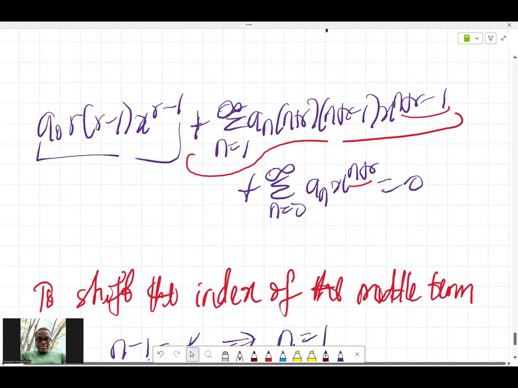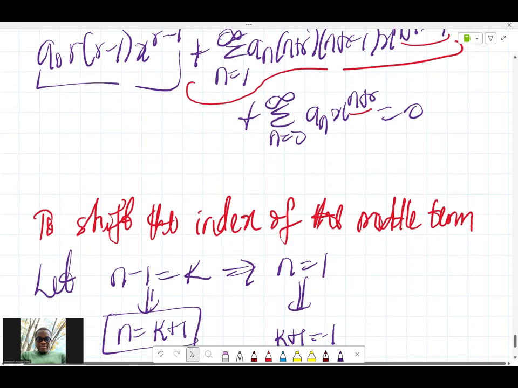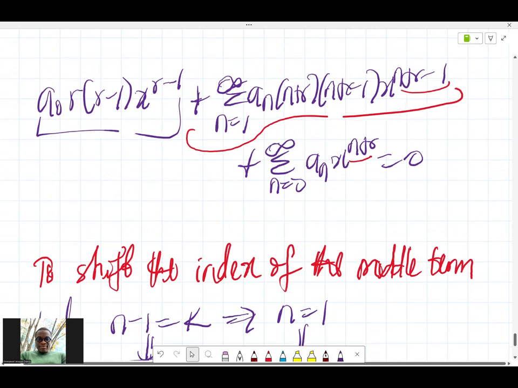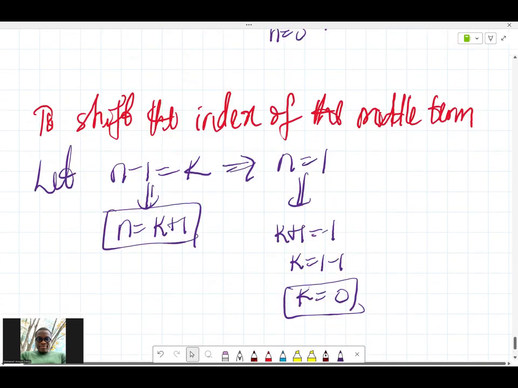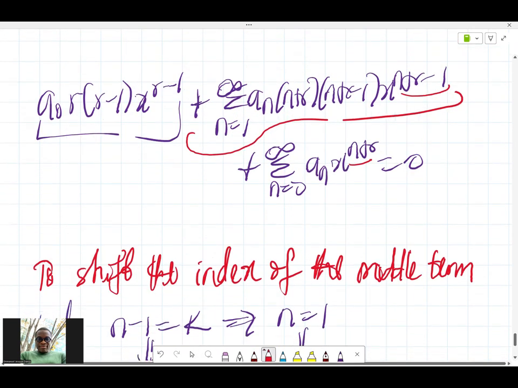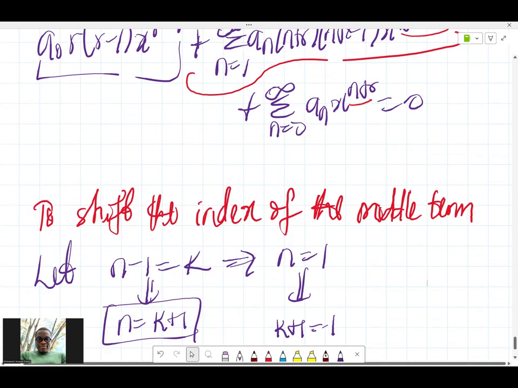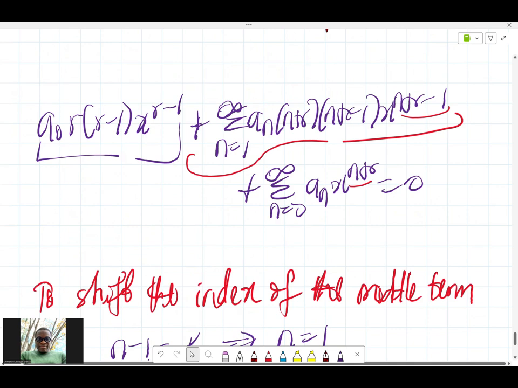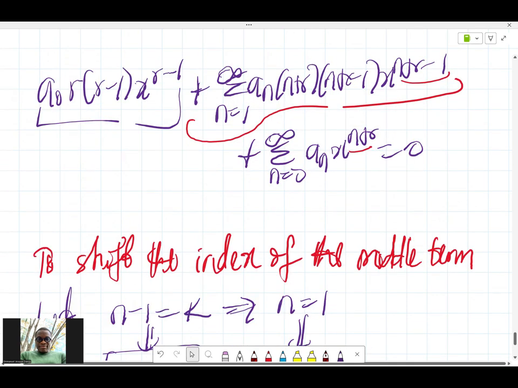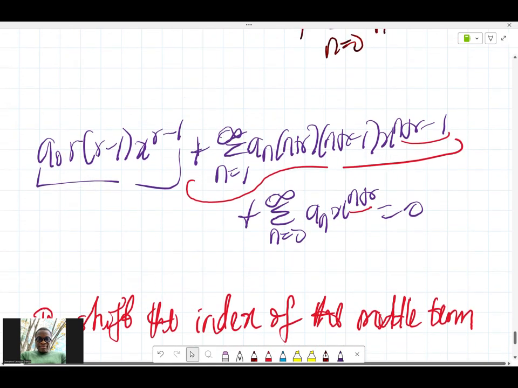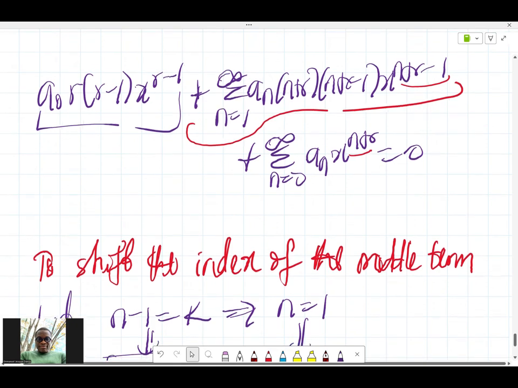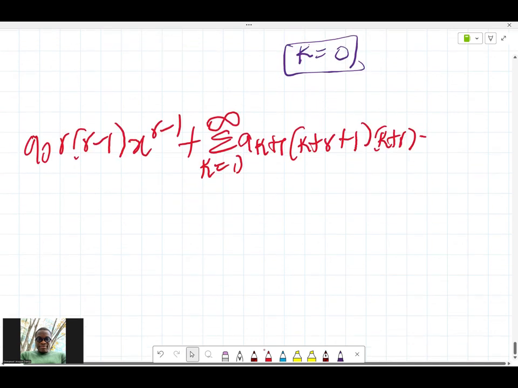Then n plus r is k plus r, and n is k plus 1, so that's k plus r plus 1. Then n minus 1, n again is k plus 1, so k plus 1 minus 1 would just be k plus r here. So we have k plus r for this now, and x raised to power k plus r again, because n minus 1 is k. Okay, so that has balanced up.